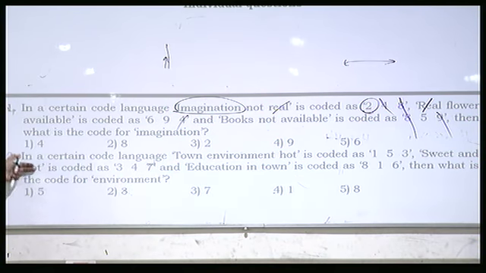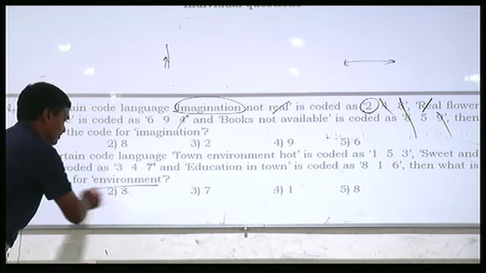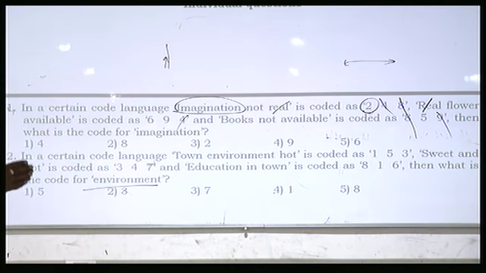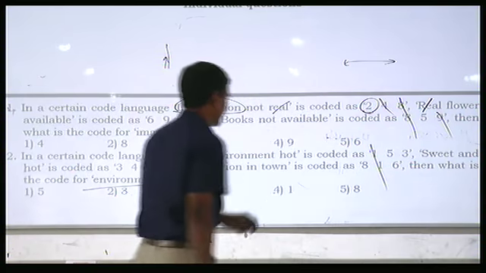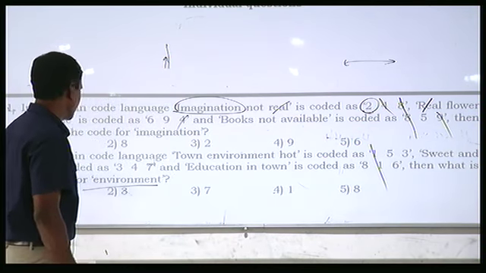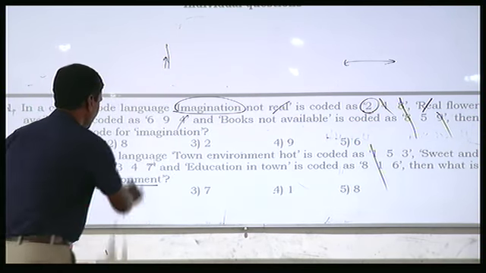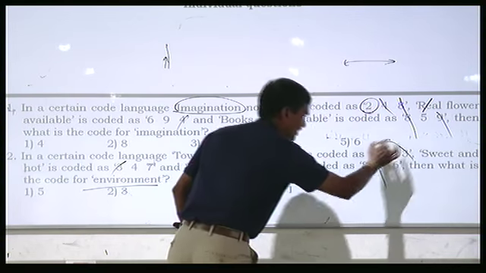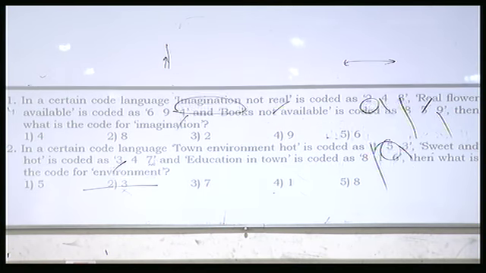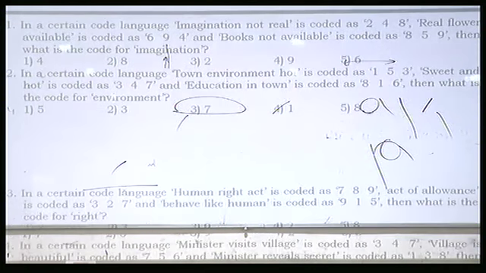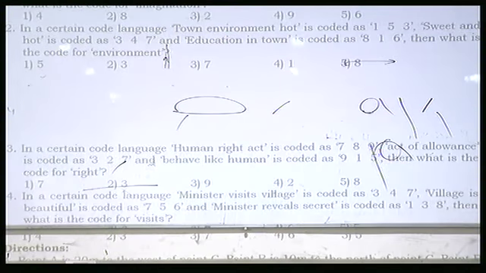Next one. Again in the same way. 7. Town environmental hot, 153. The question is about what? Environment. Now we should eliminate town and hot. Town is here, isn't it? Hence 1 gone. Next one, what else is there? Hot is there. 3, 4, 7. 3 gone. 1 and 3 gone. Now we are left with 5. 5 is the code for environment. Clear now? Why have I given these types of questions? Because in order to practice this one on the screen itself.